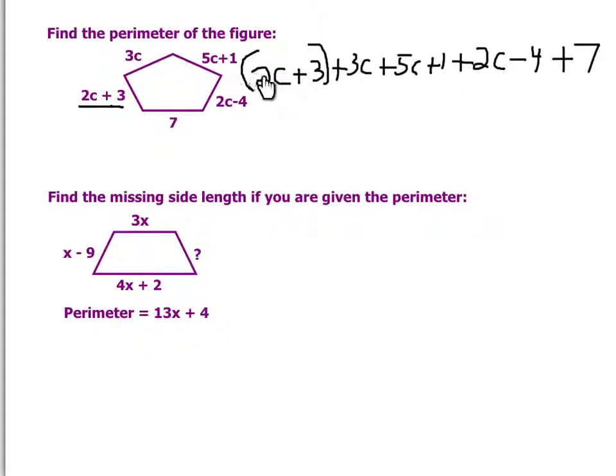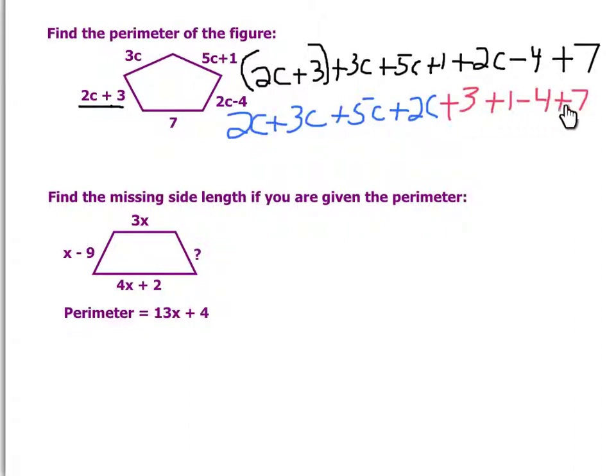So let's put all the c's together: 2c plus 3c plus 5c plus 2c again. Next, I put all my constants together: 3 plus 1 minus 4 plus 7. So put it all together and you'll be done. My answer is 12c plus 7. This adds up to 12c, and this 3 plus 1 is 4, minus 4 is 0, plus 7. Done.